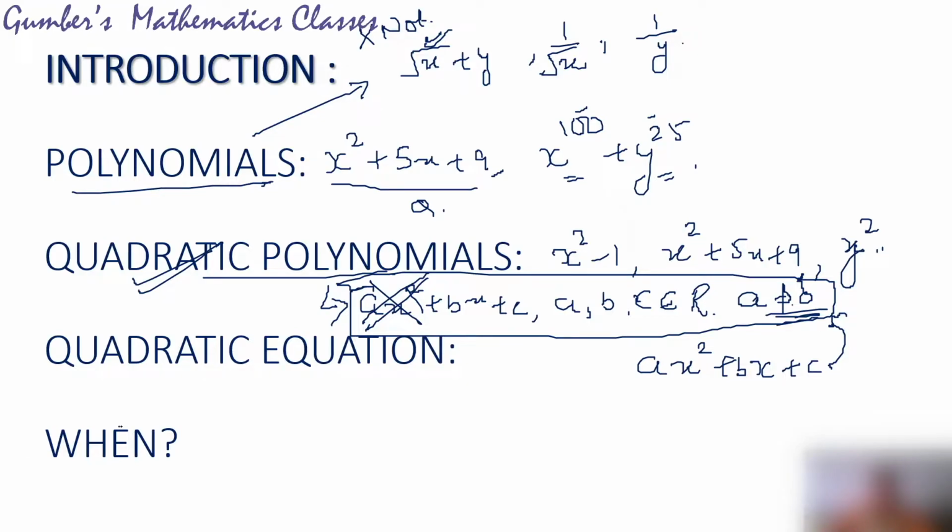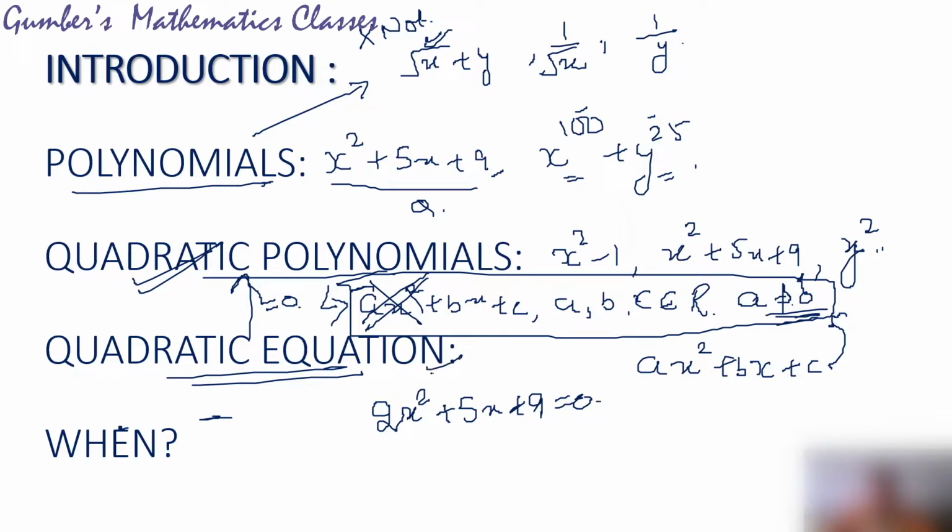Now the next point is quadratic equation. What are quadratic equations? When we equate a quadratic polynomial with 0, we get a quadratic equation. Let's consider an example. Let us consider 2x square plus 5x plus 9 is equal to 0. This is an example of a quadratic equation. The next is, if we consider x square minus 1 is equal to 0, this is also a quadratic equation.